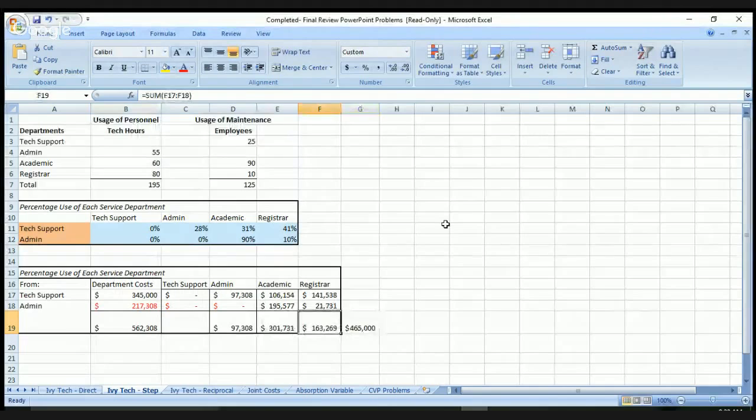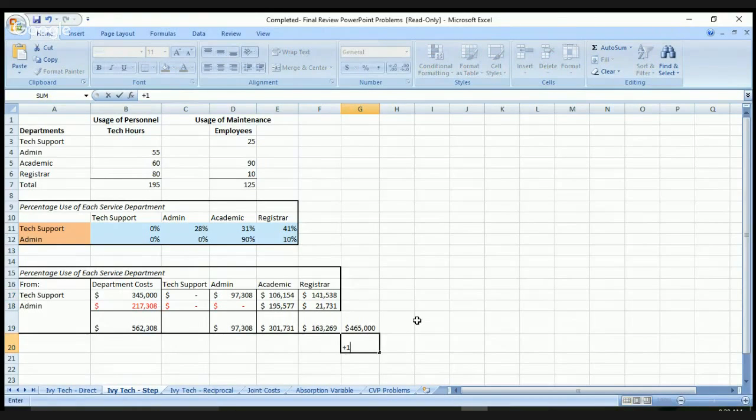So if I add these two up, or add all three up, I'm going to get 562,307. But if I add just the 345 and the 120, you notice it's the same as what's in academic and registrar, and that's what your goal is.